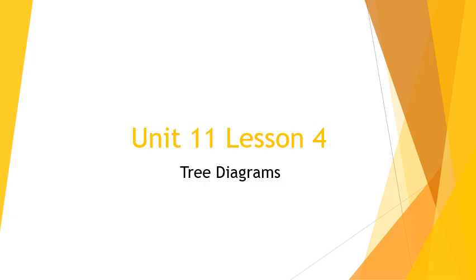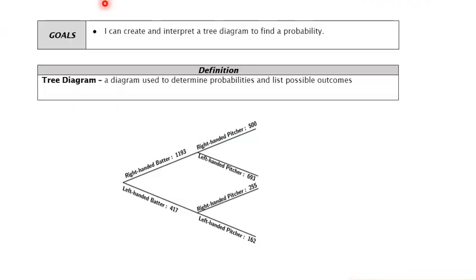For Unit 11, Lesson 4, Tree Diagrams. The learning targets here are going to be to interpret a tree diagram to determine probability and to create a tree diagram given data. So this is an example of a tree diagram. It's a diagram to determine probabilities and list possible outcomes.